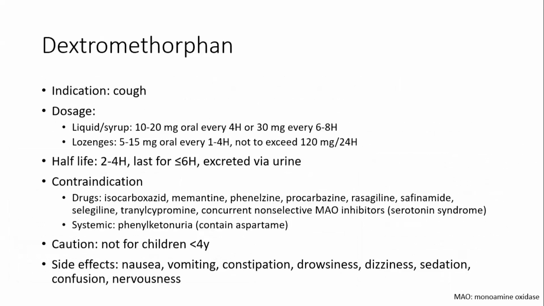So this is the dosage of the dextromethorphan. Liquid syrup 10 to 20 mg oral every 4 hours to 30 mg every 6 to 8 hours. Lozenges, 5 to 15 mg oral every 1 to 4 hours, not to exceed 100 mg in 24 hours. So yang lain tu boleh baca.